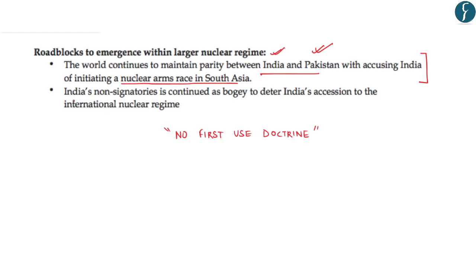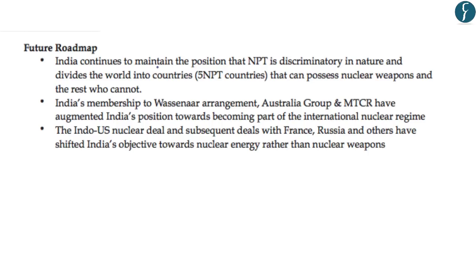The other roadblock, as per the author, is India's non-signatory status, which continues as a bogey to deter India's accession to the international nuclear regime. Here, the author suggests a future roadmap for further integration of India within the larger nuclear regime. The author says India continues to maintain the position that the NPT, that is the Non-Proliferation Treaty, is discriminatory in nature and divides the world into two groups, mainly the five NPT countries that can possess nuclear weapons and the rest of the world who cannot possess nuclear weapons.